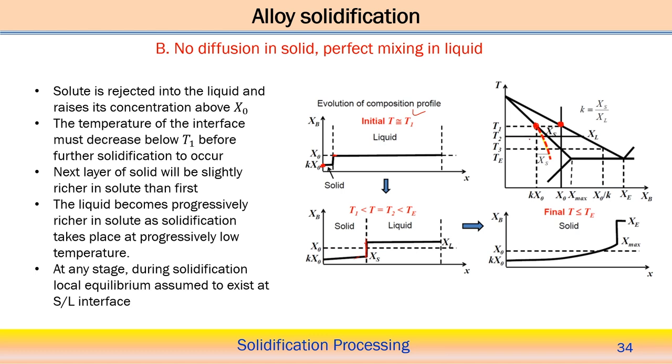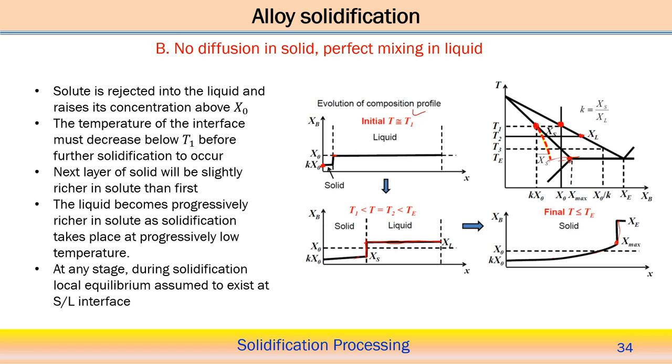So, at temperature T2, the liquid phase might have concentration XL. Here we are maintaining the solute concentration XL in the liquid phase, so it should be a line parallel to the horizontal. And when it goes close to this temperature, solidification terminates. Here the solid phase reaches the maximum solubility, Xmax, and even though there is still some liquid phase, that liquid will be at composition Xe, the maximum solute concentration. After that, solidification will terminate.